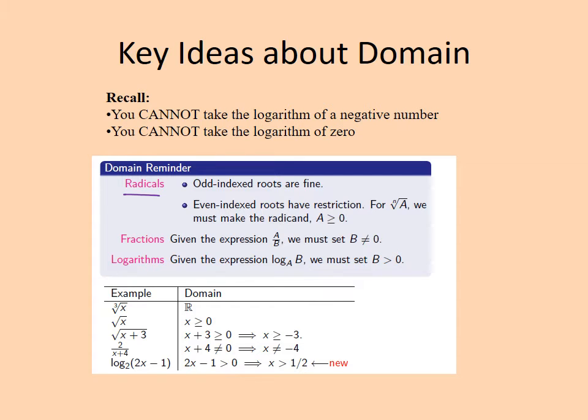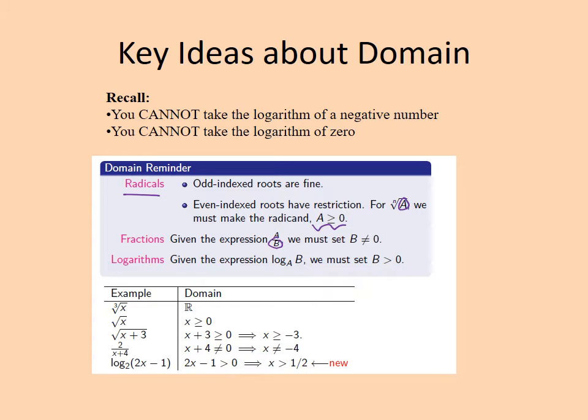But even radicals have a problem if there's a negative under the radical. So fourth root, square root, sixth root, any even radical, you must take what's underneath the radical and set it greater than or equal to 0. And that's going to be your domain restriction. Now fractions, we cannot have a 0 in the denominator because dividing by 0 is undefined. So you must take what's in the denominator and make sure it does not equal 0. And that's your domain restriction.